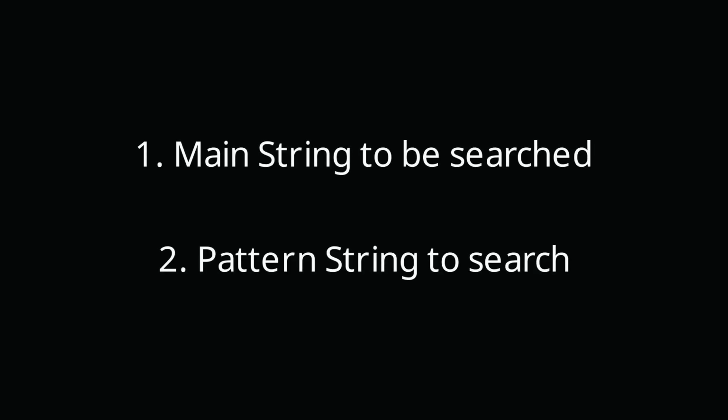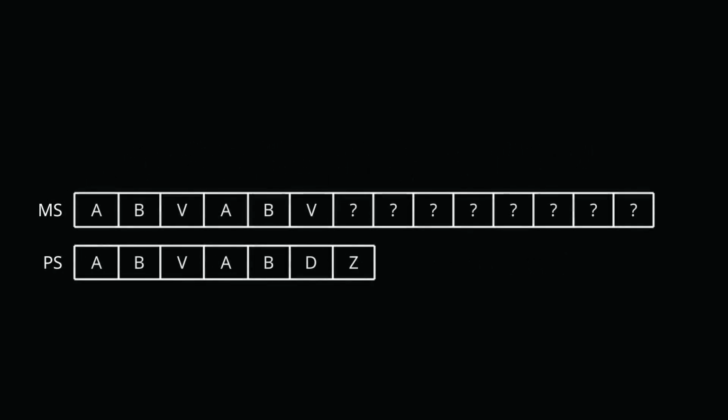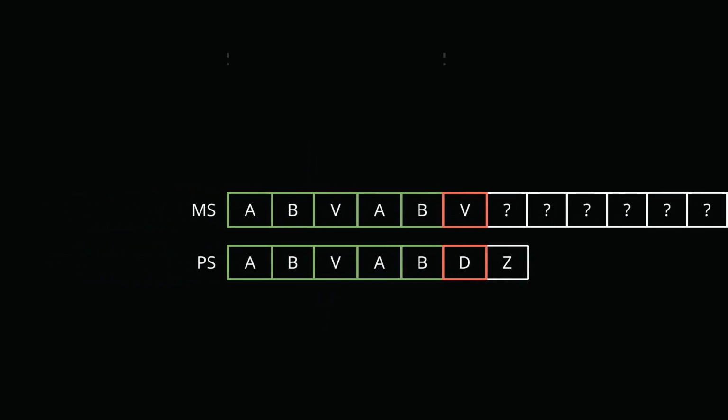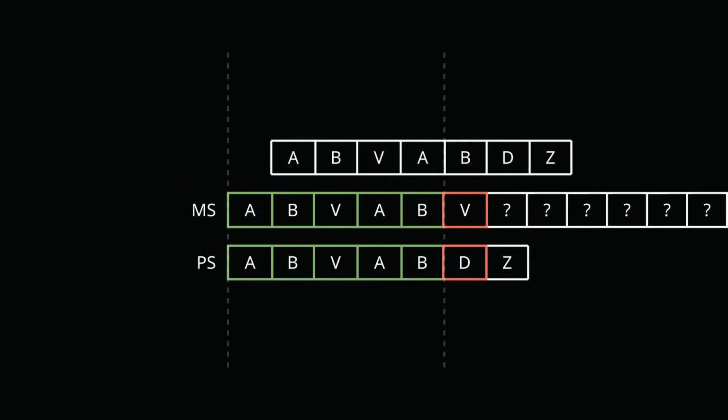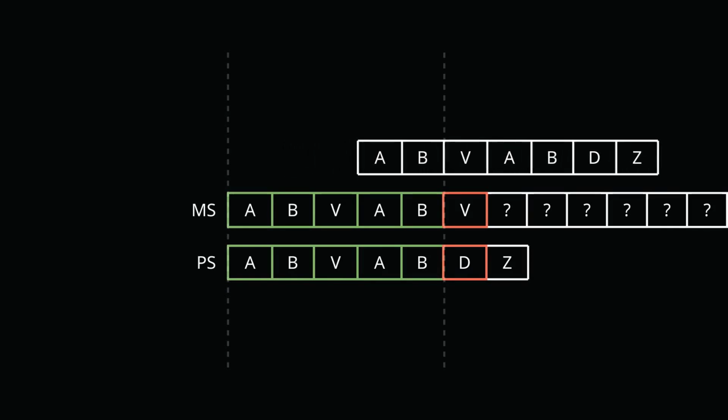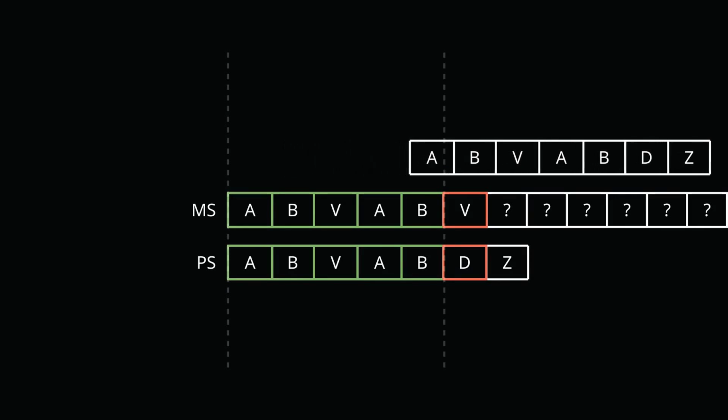Let's understand KMP. Say we have two strings, a main string and a pattern string, which we are going to search. To begin with, we are going to check them character by character until we hit a mismatch. Now, if we were using the naive algorithm, we would do the whole process again for each subsequent position until we get a match. This is very time consuming.